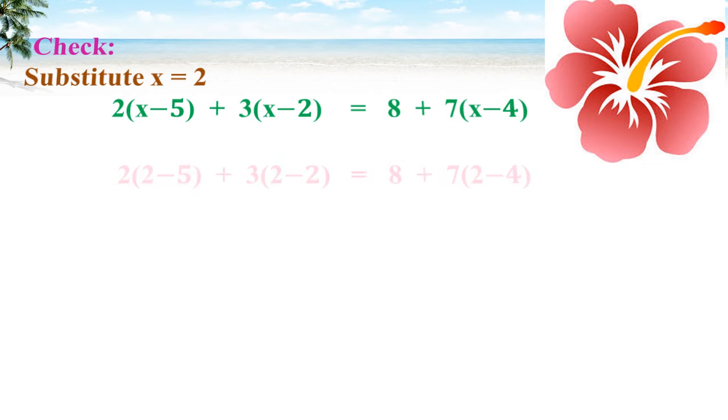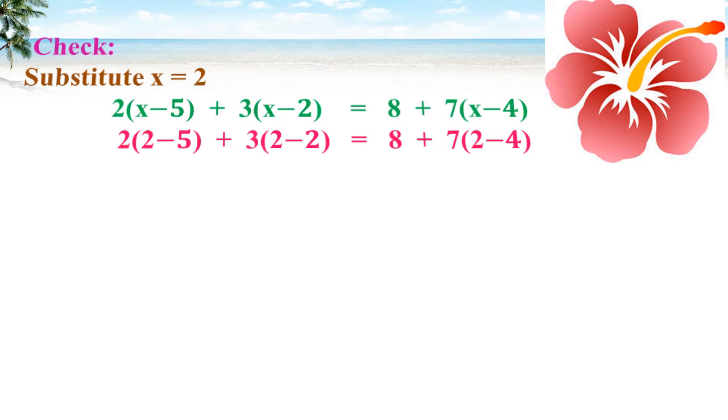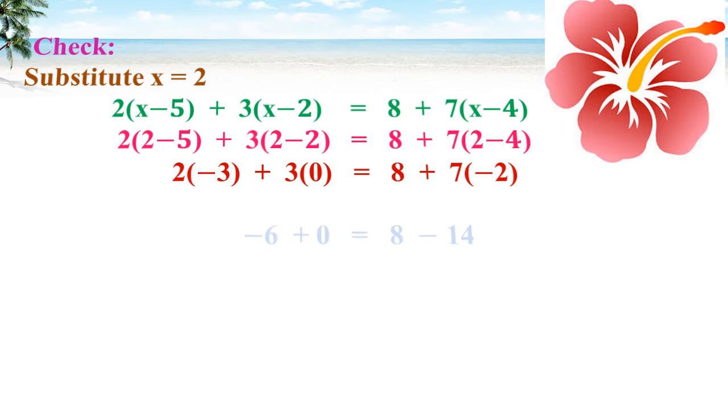Now check and verify the answer. Substitute the x value 2. Now take the equation. In x's place, we have to substitute this value. 2 of 2 minus 5 plus 3 of 2 minus 2 is equal to 8 plus 7 of 2 minus 4. 2 of 2 minus 5 minus 3 plus 3 of 2 minus 2, 0 is equal to 8 plus 7 of 2 minus 4 minus 2.